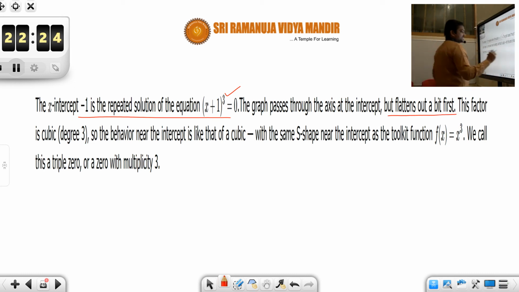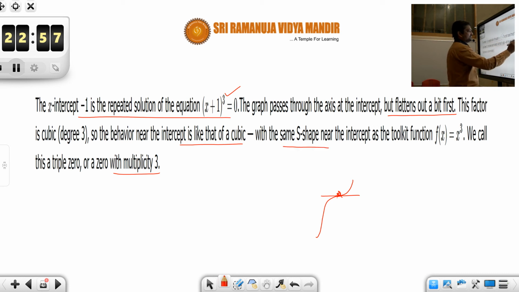This factor is cubic. The cubic polynomials look something like this. They'll flatten out. That is the characteristic of a cubic curve. Since this x plus 1 is a factor which is repeating with multiplicity 3, it is a 0 with multiplicity 3. So the graph at that x-intercept flattens out. The behavior near the intercept is like that of a cubic, with the same S shape near the intercept as the toolkit function f of x equals x cubed.